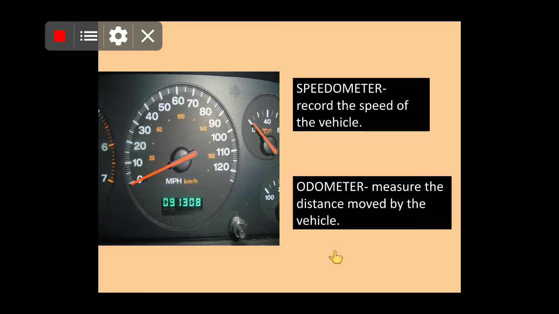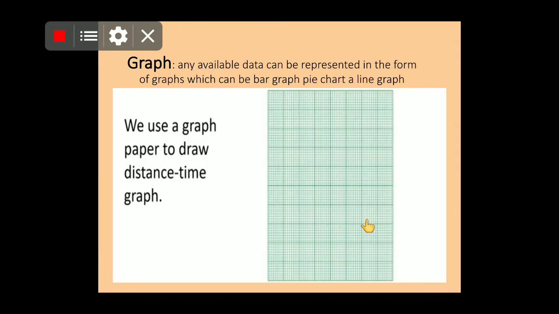Now students, what is the apparatus used for measuring the speed of a moving object or vehicle? It is the speedometer. Have you ever observed the dashboard in your car? There you can see this kind of structure, which is known as a speedometer, and the speed of the moving vehicle can be measured by this apparatus. An odometer is used to measure the distance moved by the vehicle.